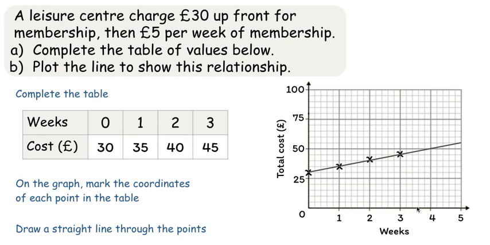So for example, if we wanted to know how much having 4 or 5 weeks of membership would cost, rather than having to work it out, we can just read up from the number of weeks to the line and across to find the corresponding cost.